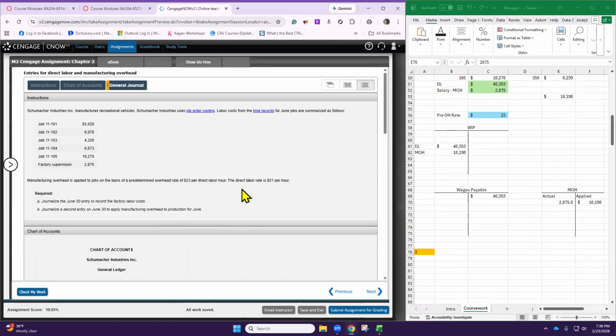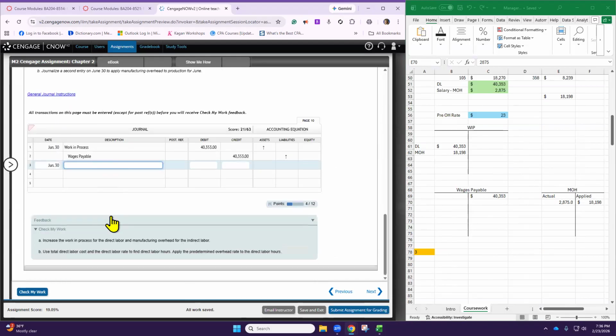Okay, so then it says manufacturing overhead is applied to jobs on the basis of predetermined overhead rate of $23 an hour. Okay, let me go back and look at what we got here. Okay. So then we want work in process for the amount applied. And we applied 18,198, and that's going to go in there. Okay.